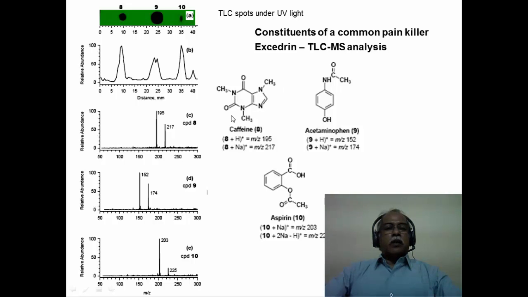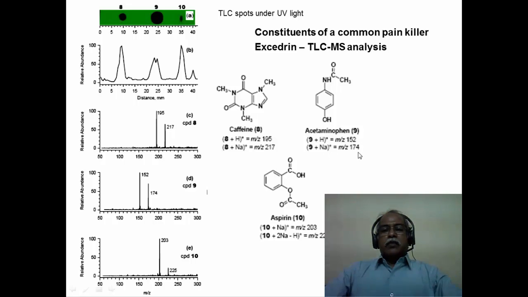Now this is the total chromatogram of this particular compound detected with certain molecular weight. So around 9 millimeter from the base you have the compound number 8, which is this caffeine. So this corresponds to the molecular weight of caffeine, for example. This corresponds to the molecular weight of acetaminophen, and this corresponds to the molecular weight of aspirin in this particular case. So the individual mass spectra are shown here corresponding to compound number 8 with a molecular weight of 195, and the sodium adduct is 217. So 195 is the base peak, 217 is also a fairly intense peak.